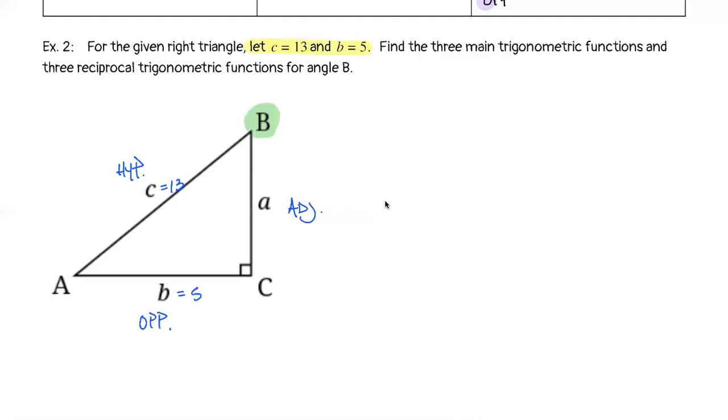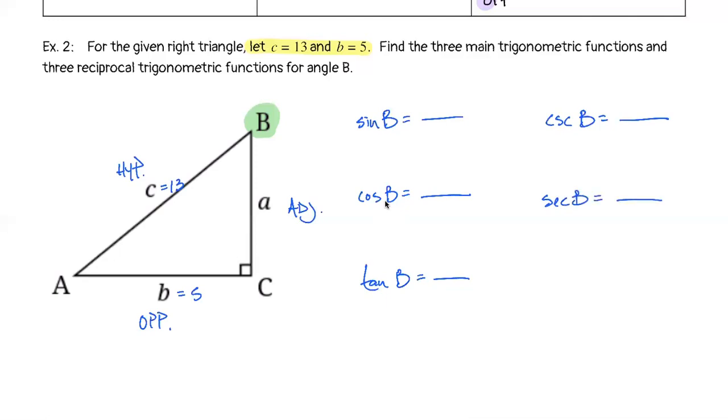Let's go ahead and set up our six trig functions. When I am answering a question like this, I tend to just write all the ratios out before I fill in any of the numbers. You do not have to do this. So we've got our sine, cosine, tangent. The reciprocal of sine is? Cosecant, there you go. Cosecant of B, that's going to be a fraction. The reciprocal of cosine is secant, sorry, secant. And the reciprocal of tangent is cotangent.